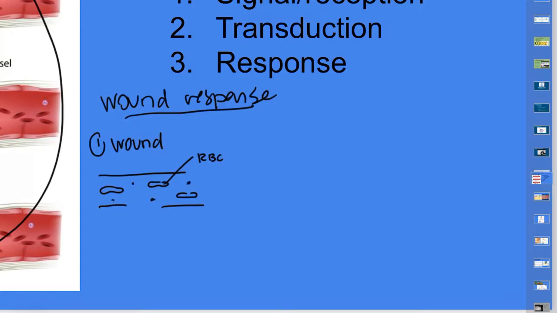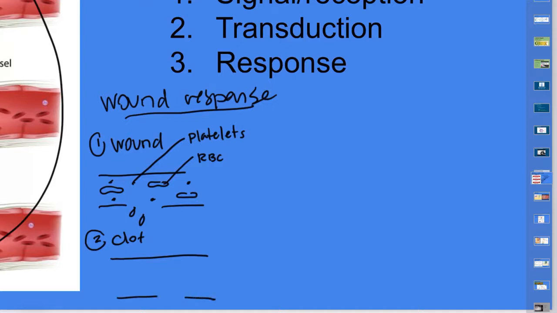You have your capillary right here, and you've got red blood cells in it, and we can label those red blood cells. And then you also have these little tiny components in your blood called platelets. It's just another type of component that's in your blood, and you have this wound. So now you're bleeding.